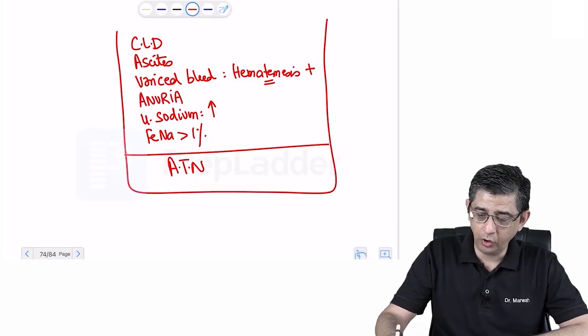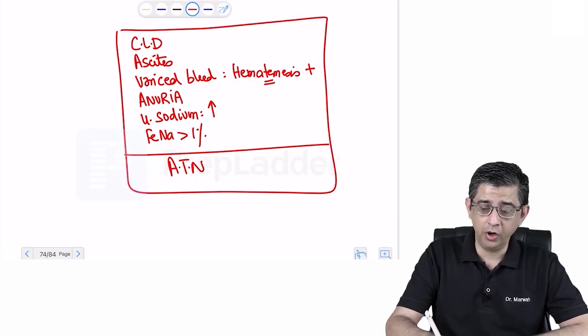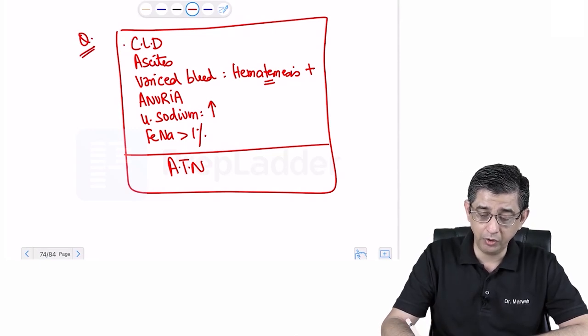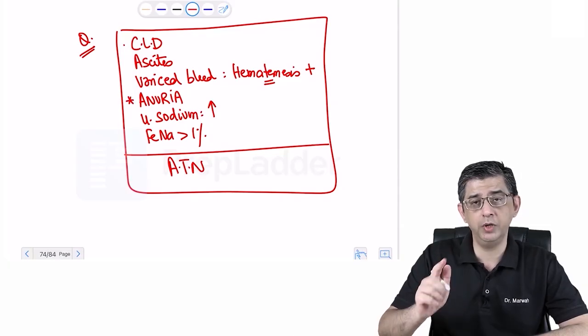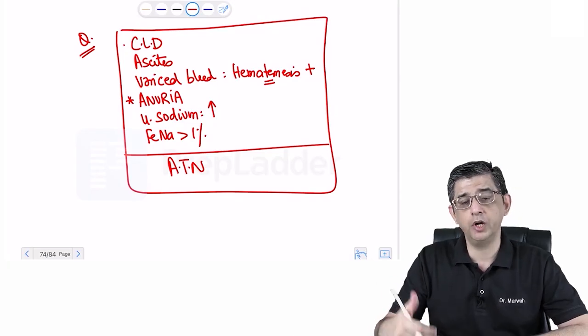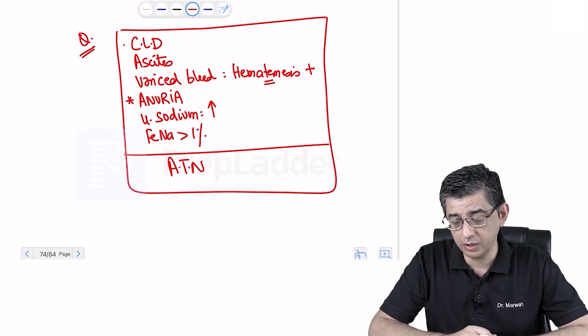This is definitely not hepatorenal syndrome. So not every MCQ of chronic liver disease, which starts talking about development of renal compromise, should be blindly answered as hepatorenal. This is volume depletion contributing to acute tubular necrosis in a patient.